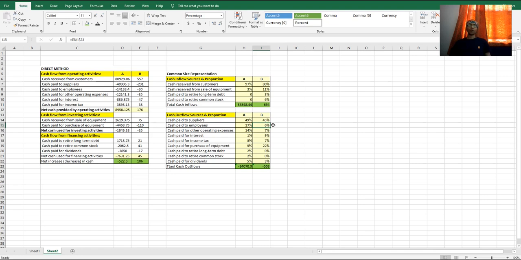Cash paid to retire long-term debt and common stock, this is 2%, 2% for A, while for B, this is basically in the inflow. They have taken debt and they have issued stock. Cash paid for dividends, A has paid more, B has paid less, 5% and 3% respectively. So we can compare right now how the inflows and outflows balance each other. So this is how we do a common size analysis for 2 companies with different scale of operations.